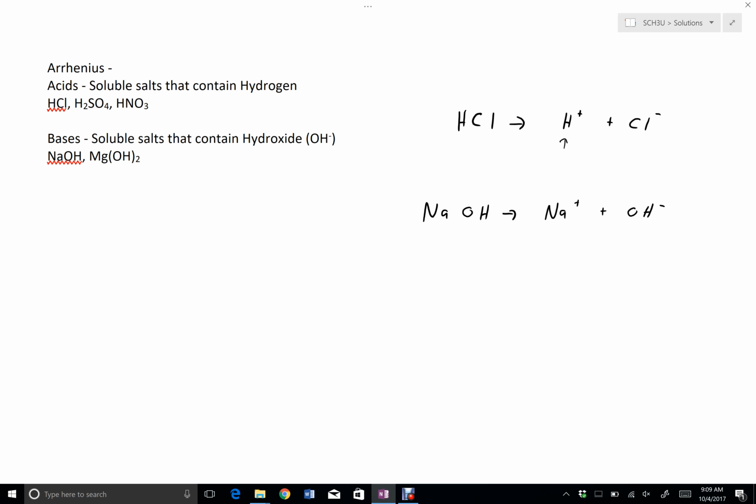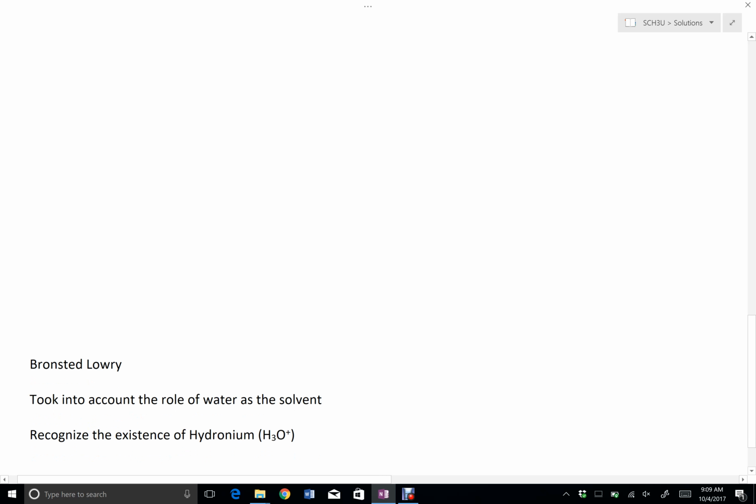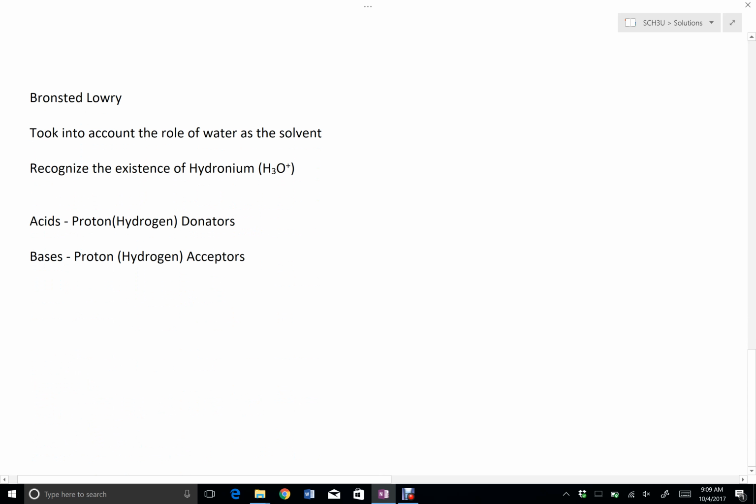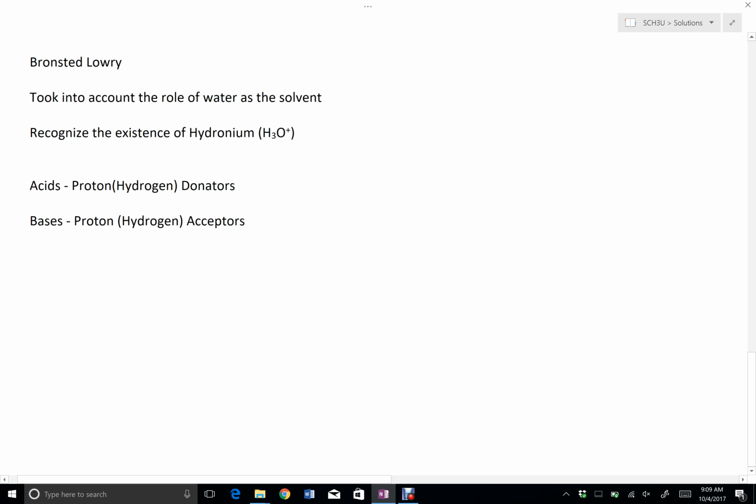So that's our very simple definition that we got from Arrhenius. This definition was pretty good, but it was flawed in two specific ways. Bronsted and Lowry were two scientists working together, and they did a couple of things to improve our understanding of acids and bases. First of all, they recognized that HCl as a solid not dissolved in water doesn't act as an acid. Instead, it looks like a salt.